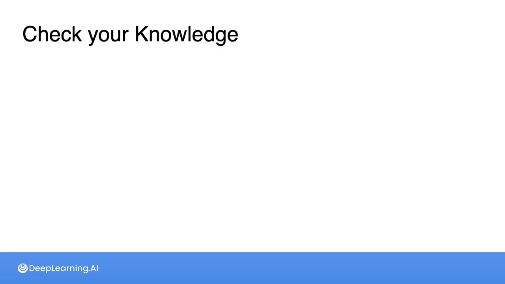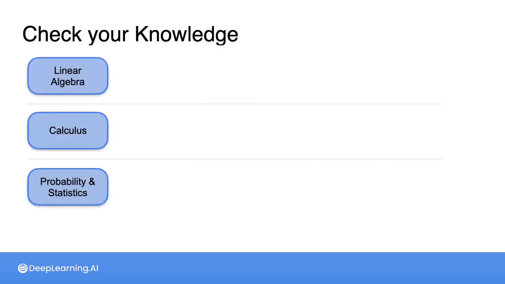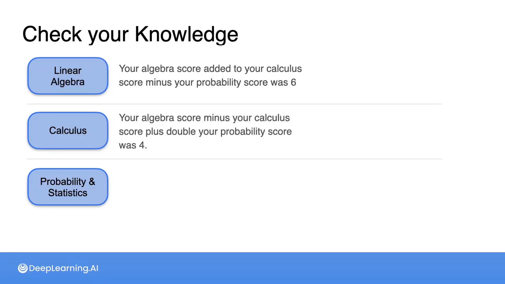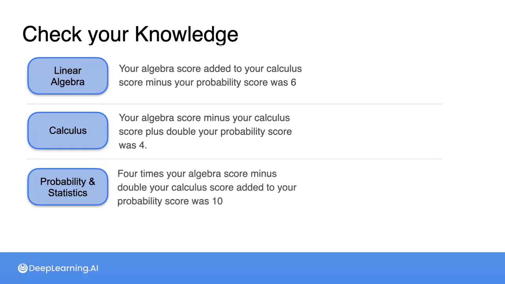This specialization has 3 courses: linear algebra, calculus, and probability and statistics. Suppose I recorded a score for you in each of these 3 courses, but I don't tell you the actual scores. Instead, I tell you the following information about your scores. Your linear algebra score added to your calculus score minus your probability and statistics score is equal to 6. Your linear algebra score minus your calculus score plus double your probability and statistics score is equal to 4. 4 times your linear algebra score minus double your calculus score added to your probability and statistics score is equal to 10.